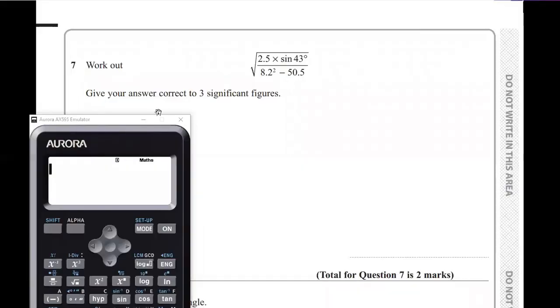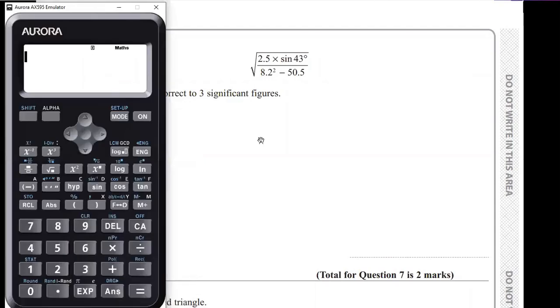Ibrahim, can you please help me? This question number 7 is just about typing the question in your calculator. Tell me, what should I start with? You have to press the square root button. Square root button, good. Then? And then click the fraction button. Fraction button, well done. And then write 2.5 times by? Times sin 43. And then close the bracket. Good. And then go down.